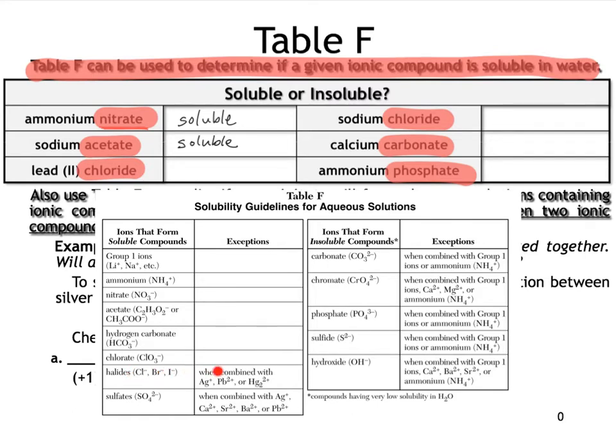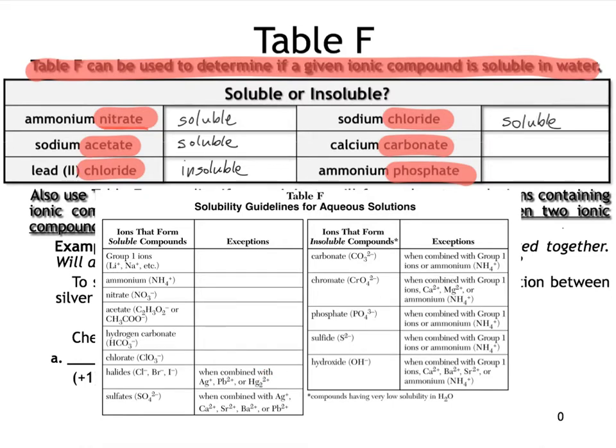But if they're combined with elements like silver 1, lead 2, or dimercury 1, then they would not be soluble, because they would be an exception to the soluble list. So here, the halide is bonded to lead 2, which is an exception. So this would not be soluble. In fact, we would call it insoluble. Let's try this one again for sodium chloride. Chloride is a halide, and when I look at the exceptions down here, I don't see sodium listed. So that means that sodium chloride is soluble, a fact you probably already knew.